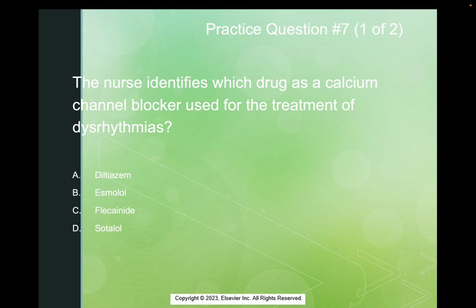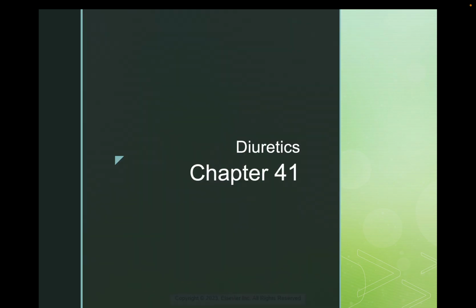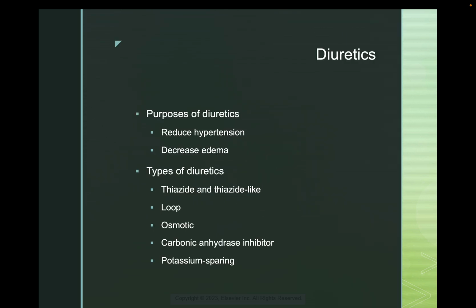When we talk about calcium channel blockers, we can automatically take two of these out, right? So esmolol and sotalol, those end in OL, so those are our beta blockers, so we know it's not those. We just talked about flecainide being an antidysrhythmic, and so diltiazem is our option for a calcium channel blocker. Okay, so let's move on to diuretics. I'm powering through this. Okay.